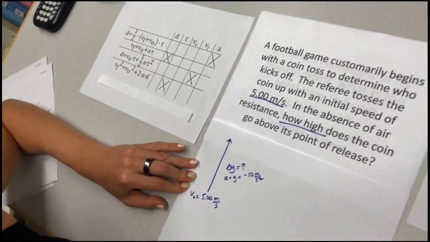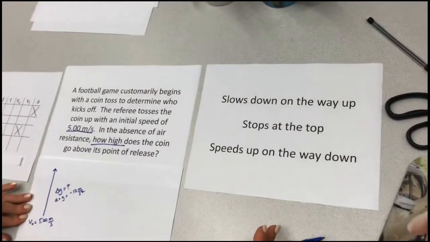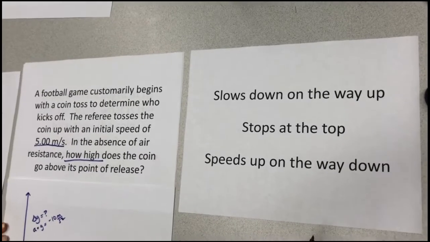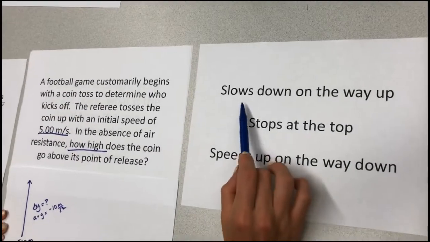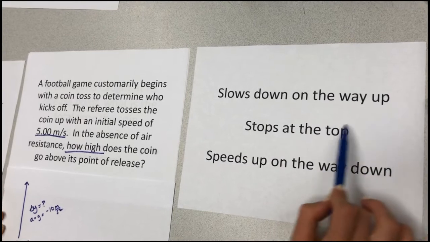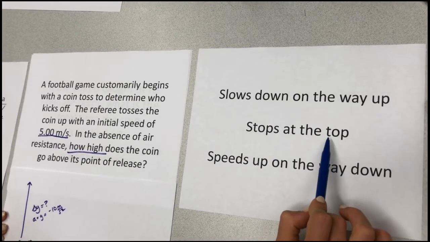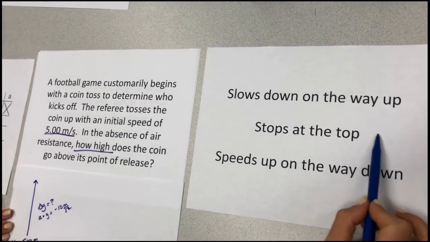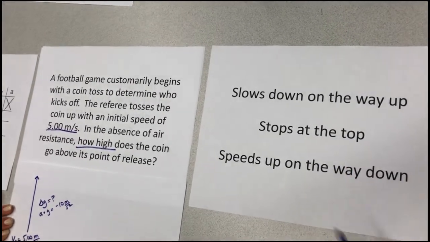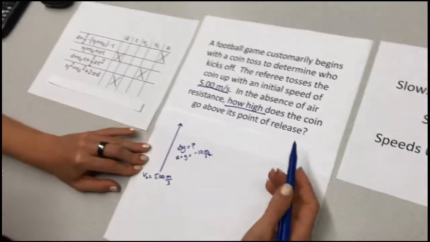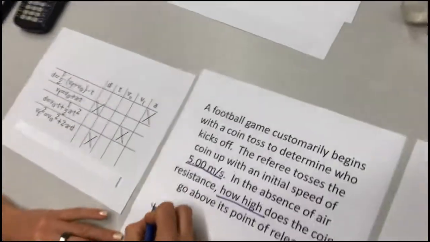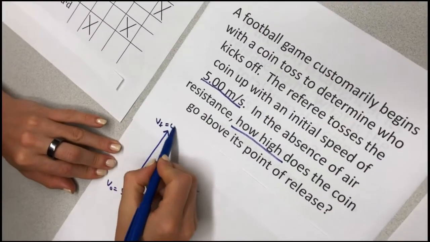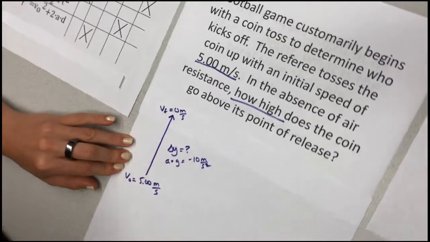Well, let's take a look at this paper over here. What else do we know about when something is being tossed up into the air? Well, we know it slows down on the way up, it stops at the top, and then it speeds back up on the way down. This right here is the key. It stops at the top. That means that our final velocity is going to be 0 meters per second at the top.